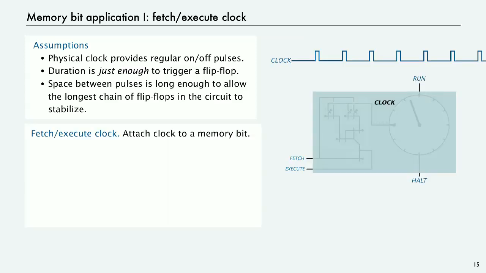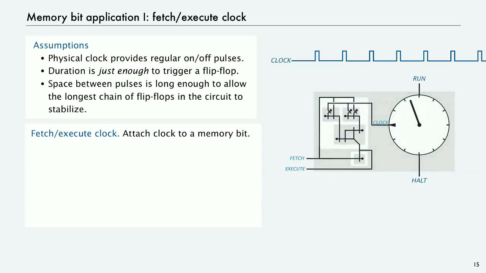Okay, so what we're going to do now is attach that clock signal to a memory bit. And that is going to give us the signals that we need to get the fetch-execute that we use to drive the computer. So you can think of this physical clock as just the minute hand spinning around, and every time it hits that little triangle at the left, it makes a pulse. And again, there's lots of ways we could do that.